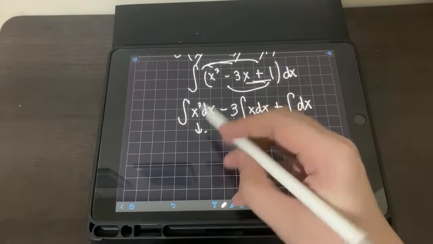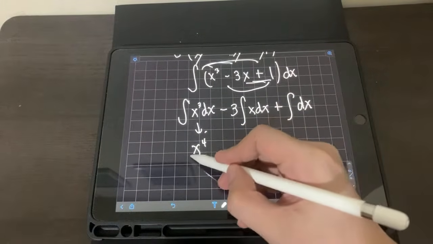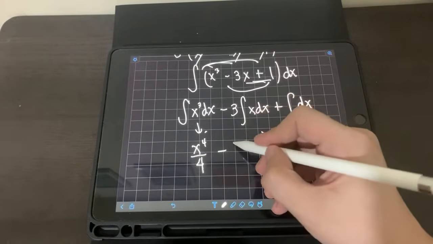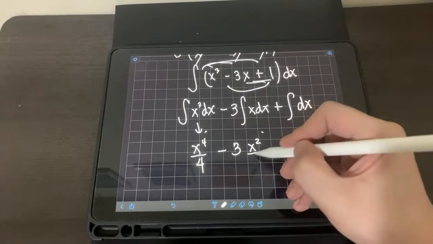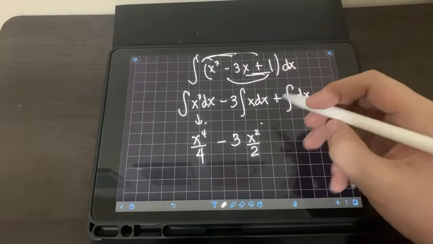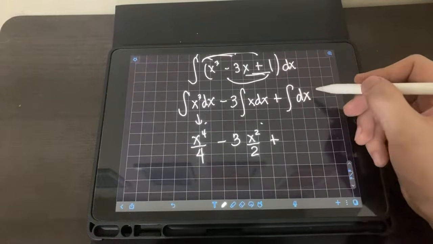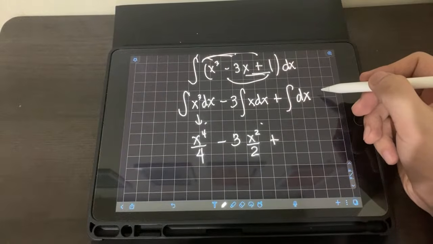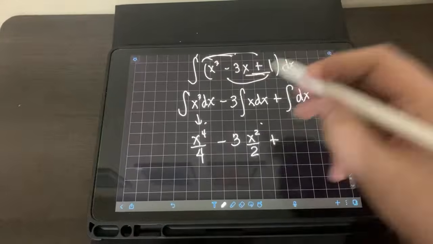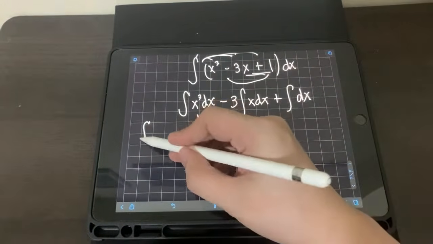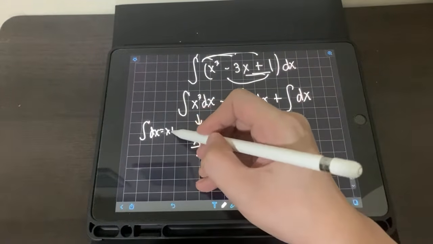So, for the first integral, we simply have x to the 4th over 4 minus 3. How about integral of x dx? X squared over 2. And lastly, integral of dx. So, what is integral of dx? So, we have a formula that integral of dx is equal to x plus c.